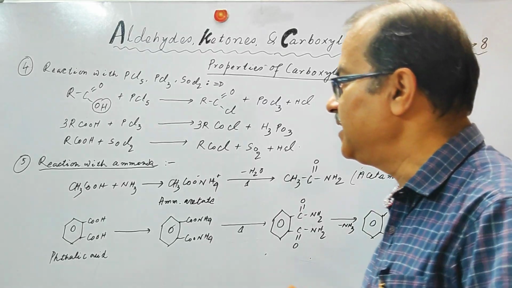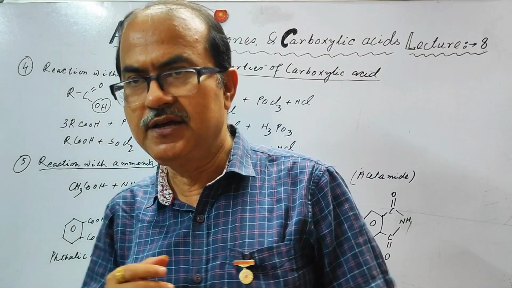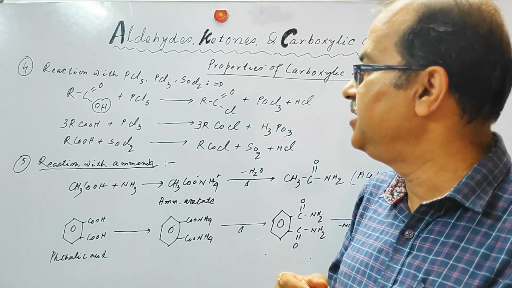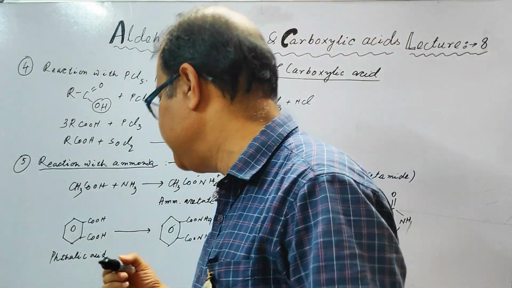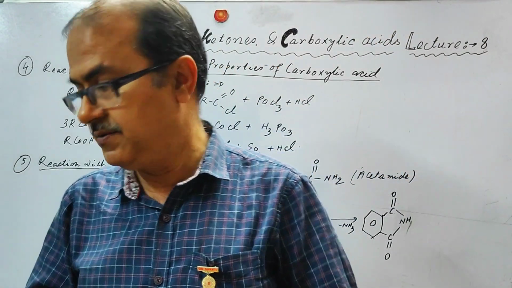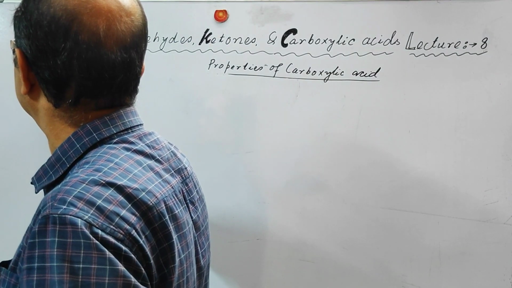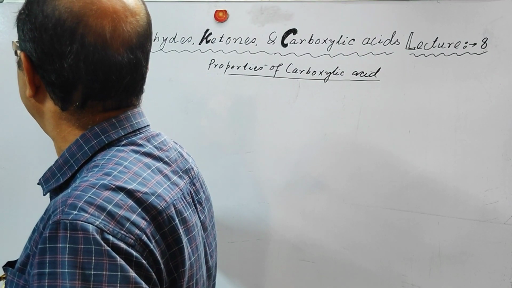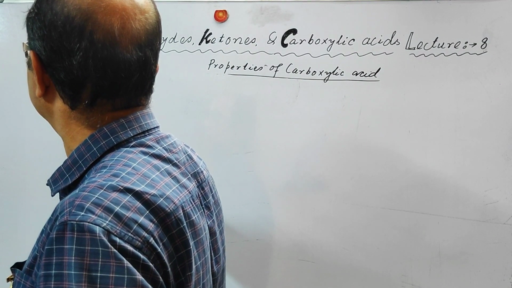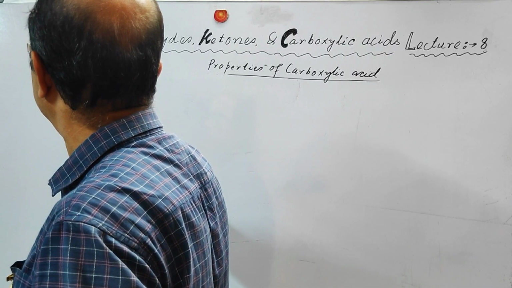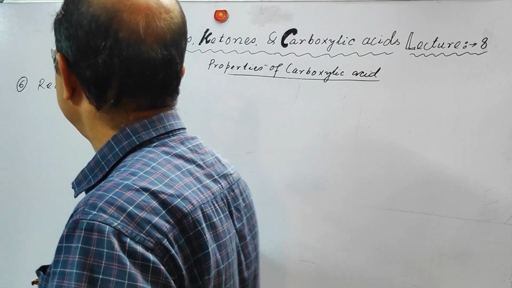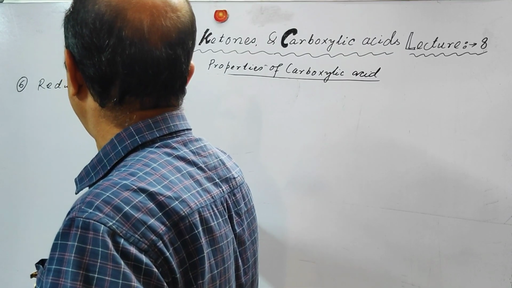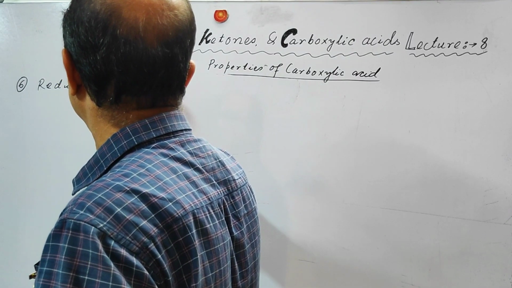So we discussed the reaction with ammonia and the reaction with PCl5, PCl3 and POCl3. Next we are going to discuss another very important reaction, that is the reduction. That is the 6th reaction, reduction of carboxylic acid.